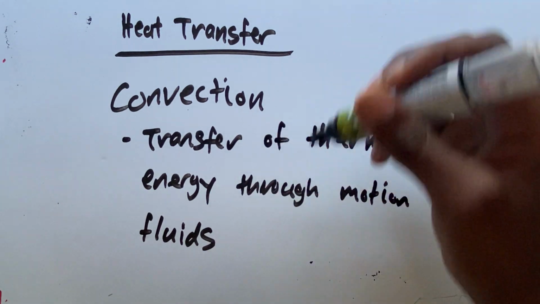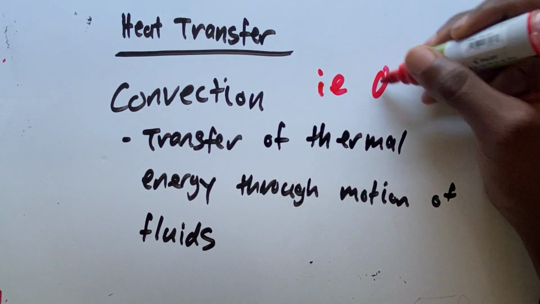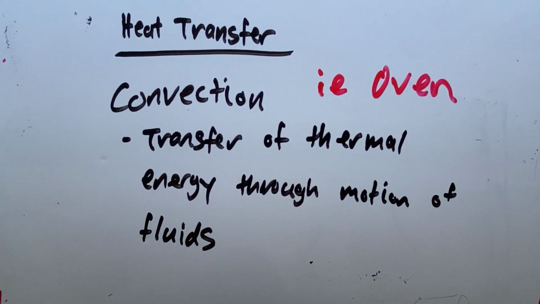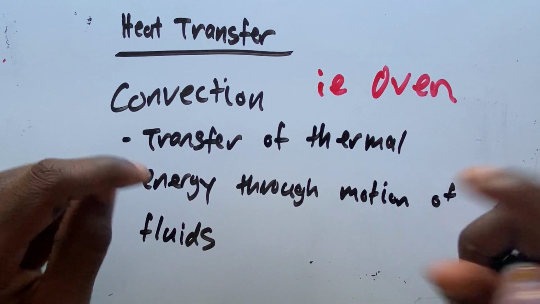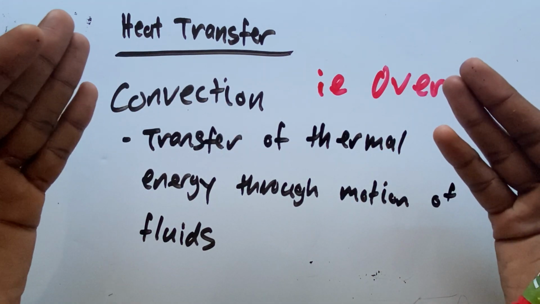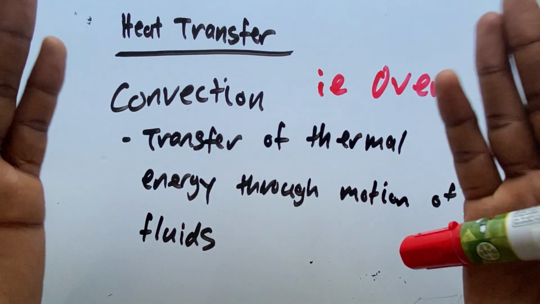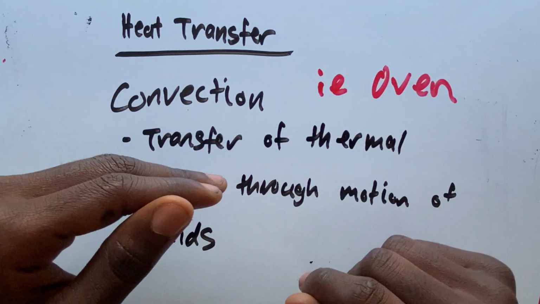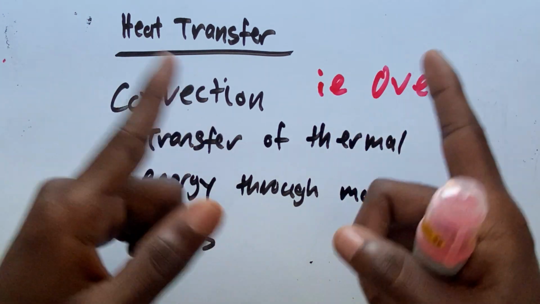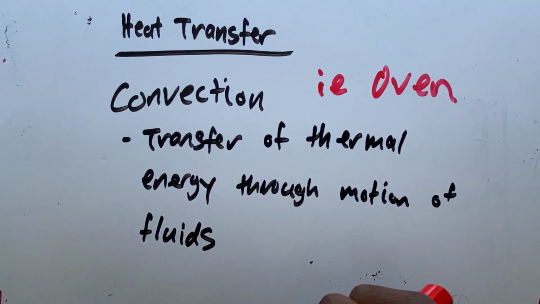And a good example of convection would be the oven. All right? Because the way the oven works is basically on the very bottom of the oven, you have some type of metal that's being heated up, and then that metal is heating up the air inside of the oven, right? And then you put something inside of the oven, and it's going to heat up due to the hot air that's inside the oven. So an oven would be a good example of convection.